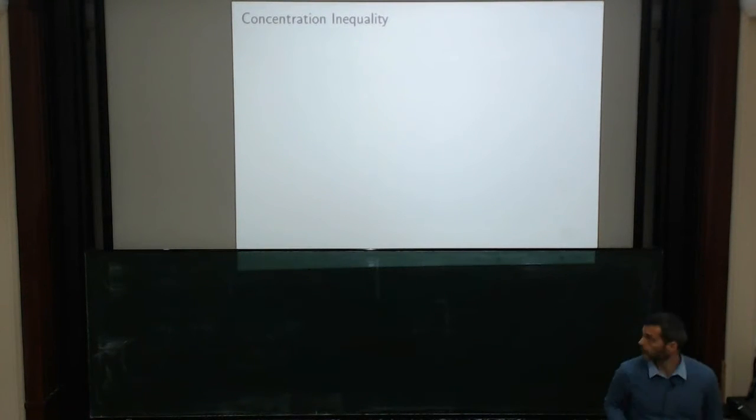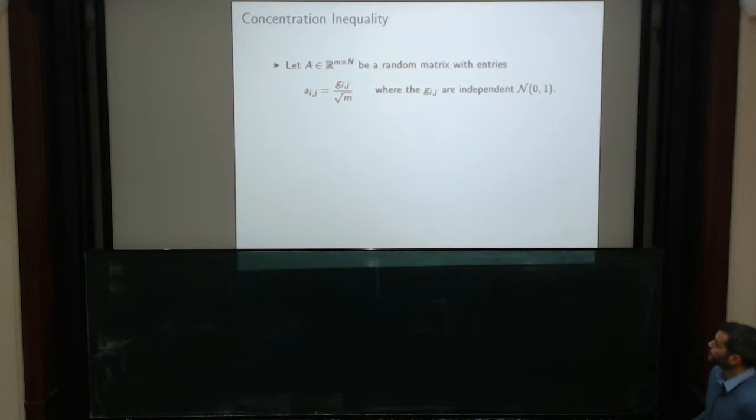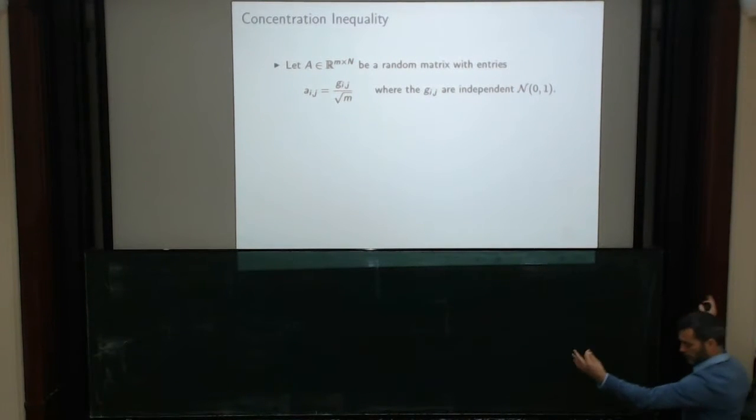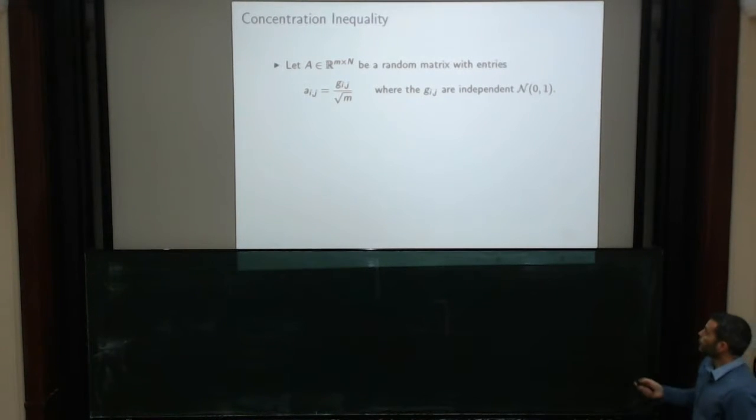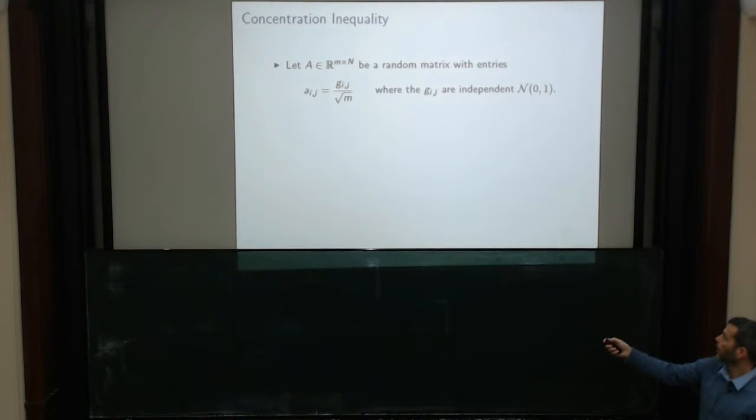So the setup is that we have A. Recall that I use the notation M for the number of rows because I identify that as the number of measurements, M for measurements, and capital N is a large number, the dimension of the vectors we try to recover. So the entries of A will be taken to be independent random variables, normally distributed with mean 0, variance 1, and we need a proper normalization. The proper normalization to satisfy the restricted isometry property is 1 over the square root of M.